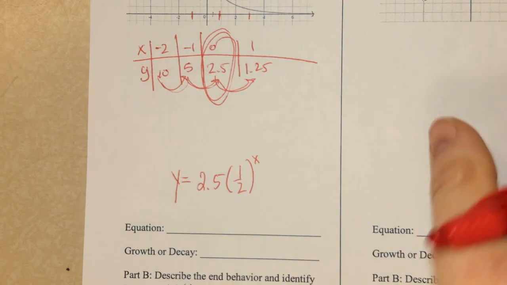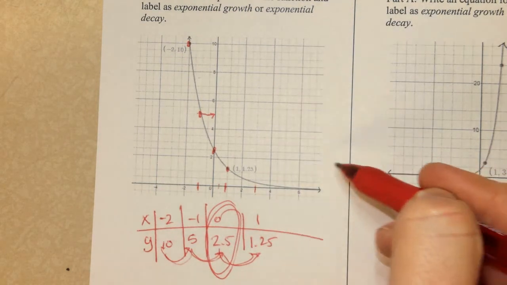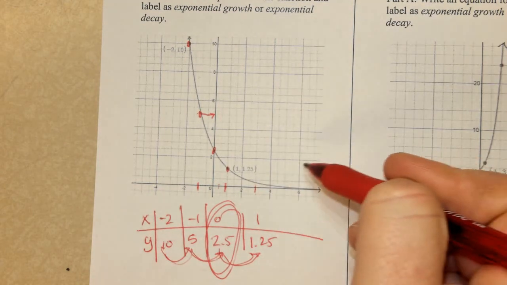This is an example looking up above of exponential decay. Again, it rises if we're going backwards and looking at things from the right to the left.